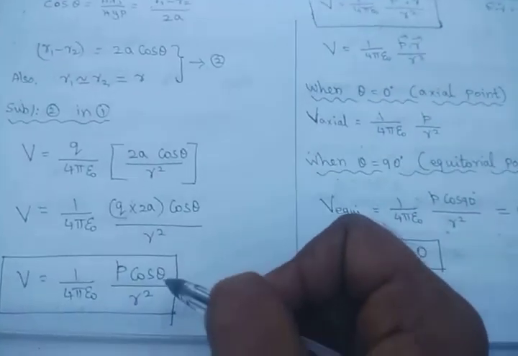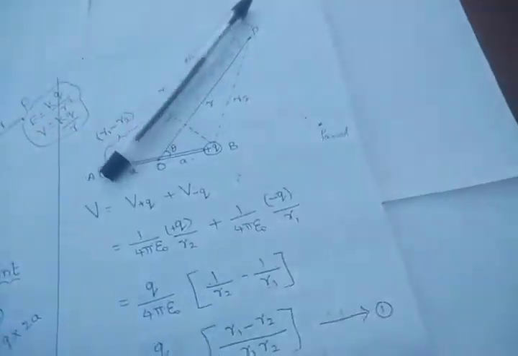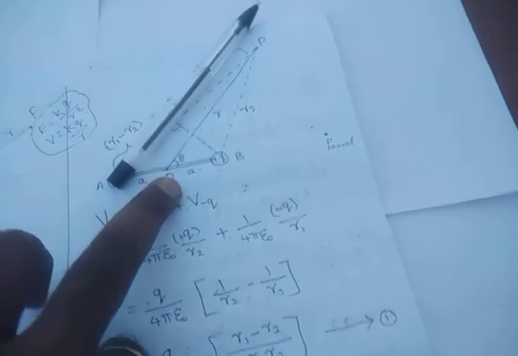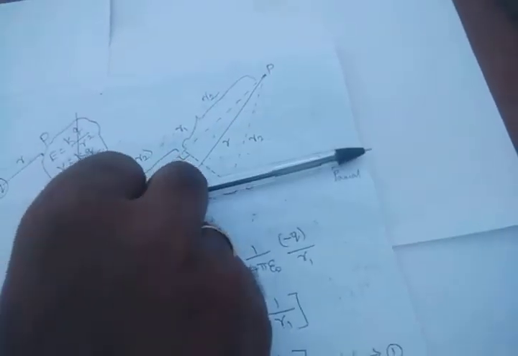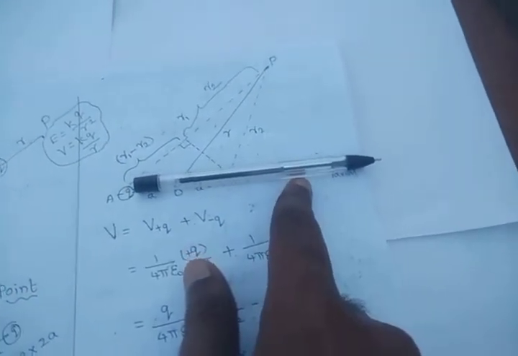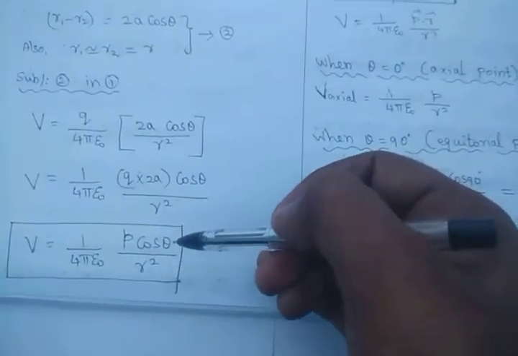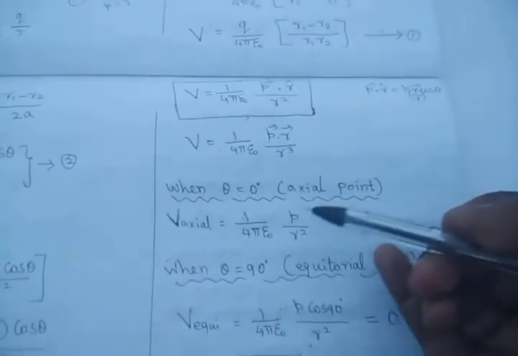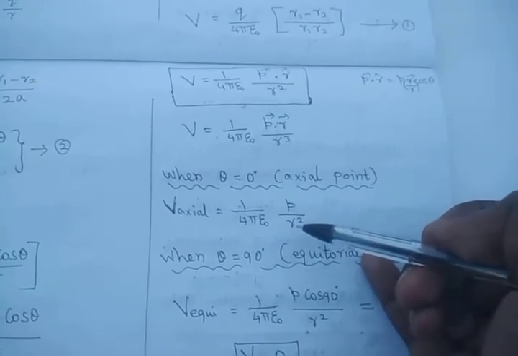Merely you have to substitute theta is equal to 0 degree. How is theta equal to 0 degree? You see that this is an angle, an angle made by this line R. So if this angle becomes like this, then only it is an axial line. So the angle will become 0. So we substitute for cos theta, cos 0 is 1. Simply we get only 1 by 4 pi epsilon naught P by R squared.